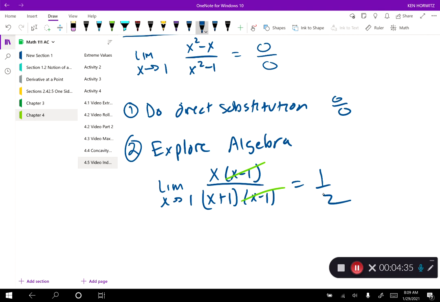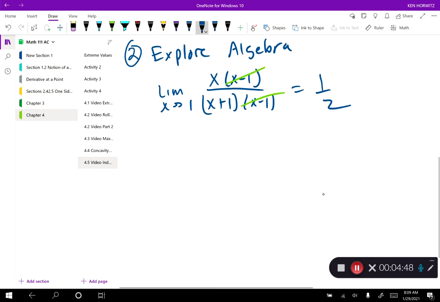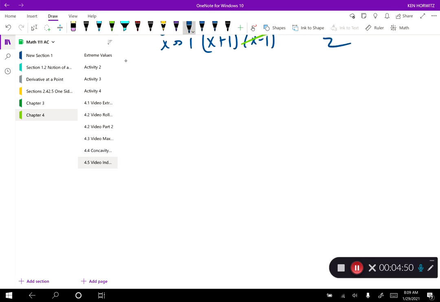This is not always possible, but factoring is probably the easiest way to go. If you can factor, you still should. This does not supersede the idea of factoring. Let's try another one. Let's try another algebraic one.